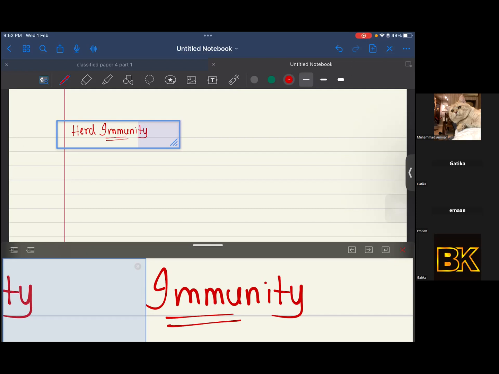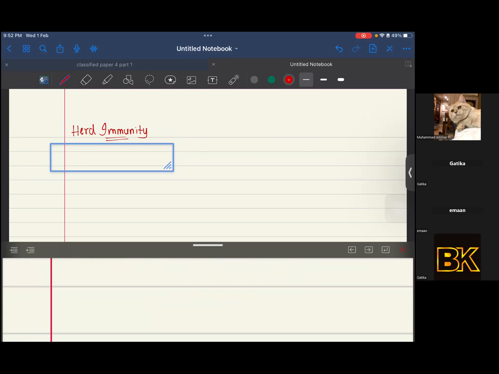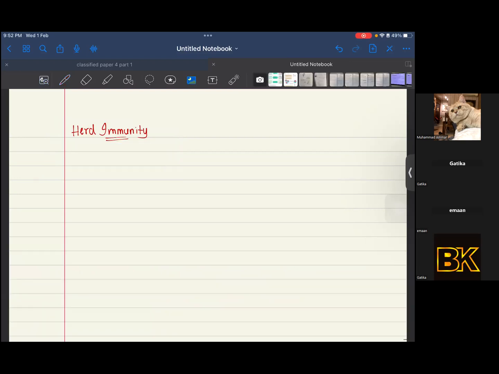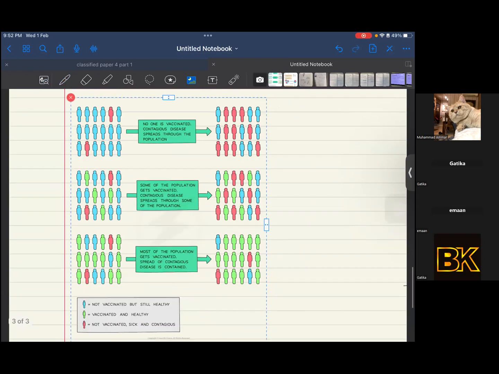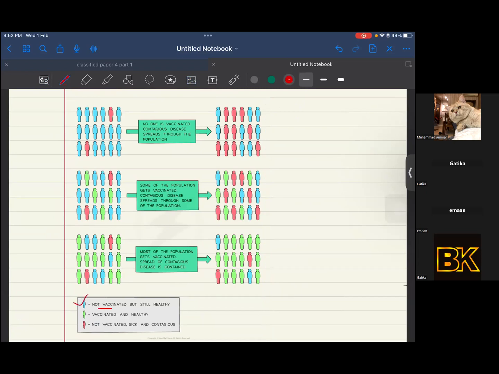Now, if a large enough percentage of the population is vaccinated, it provides protection for the entire population. Let's look at this picture. First, look at the key. The blue one says not vaccinated but still healthy. Green one is vaccinated and healthy. Red one is not vaccinated. They are sick and they are basically contagious. They can spread the virus to the other person, whoever comes near them.